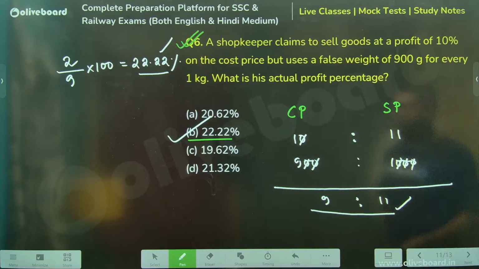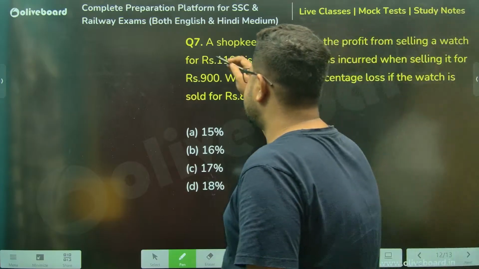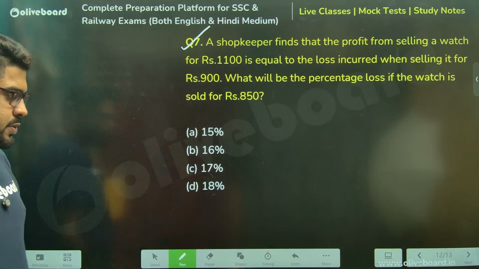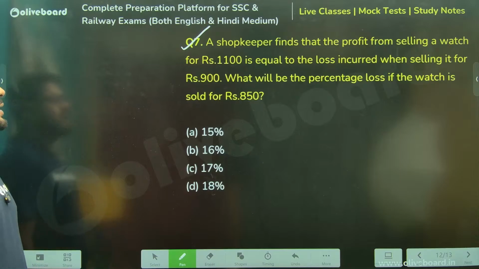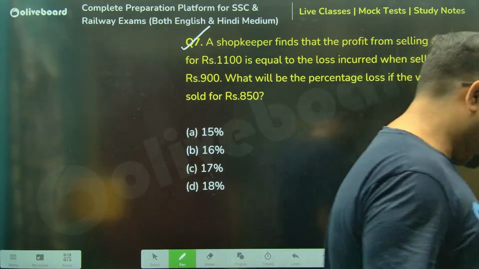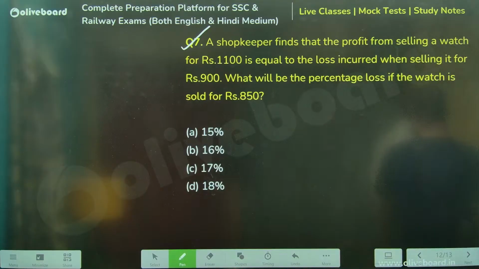In terms of length and solving time. No worries. Chalo, next one. Next one, please, sir. Everyone, please do. This is your 7th question. Please solve this 7th question, everyone. Simple one. This is not a difficult one.